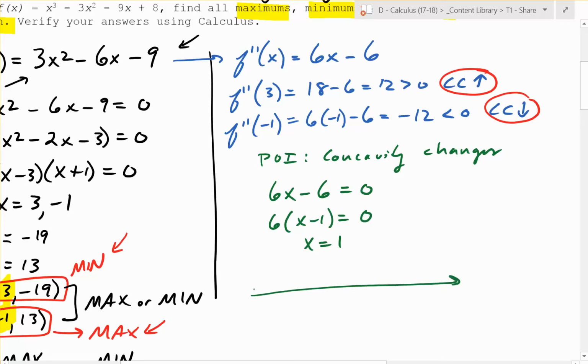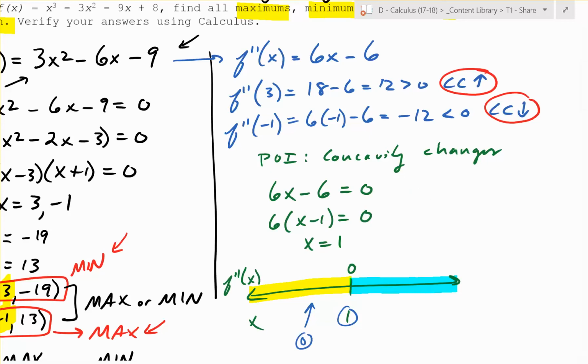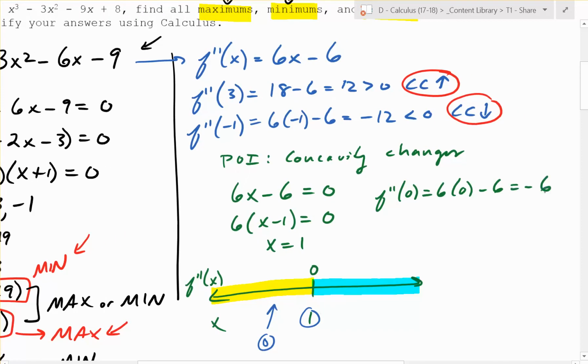So we know that when x is 1, the second derivative is 0. We need to know what happens to the left of 1 and to the right of 1. Remember, you only need to test one value to the left and right of 1. So a number to the left of 1 is 0. So let's plug in. So we have f double prime at 0. F double prime at 0 is going to be 6 times 0 minus 6, which is negative 6. So that means over here it's entirely going to be negative.